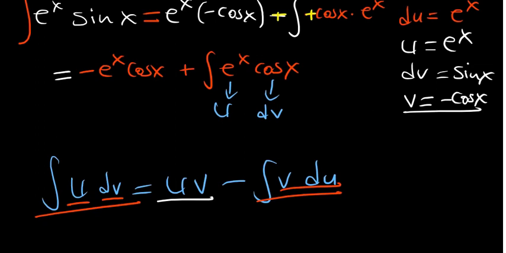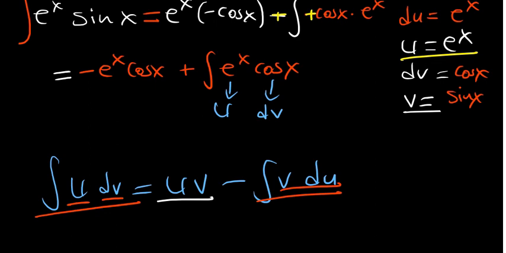Our u, as you've seen, is maintained. Now our dv has to change to cosine of x, so we have to determine the value of v. What's the integral of cosine of x? It's sine of x. If you're confused about the integrals and derivatives of trigonometric functions, check the link in the description for a video about that so that you're easily able to remember.